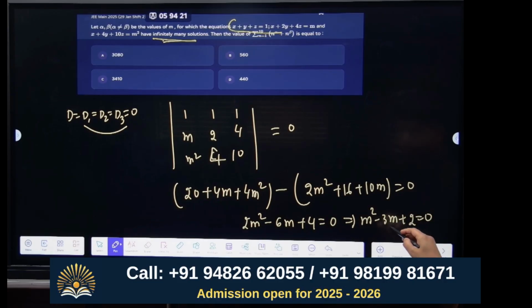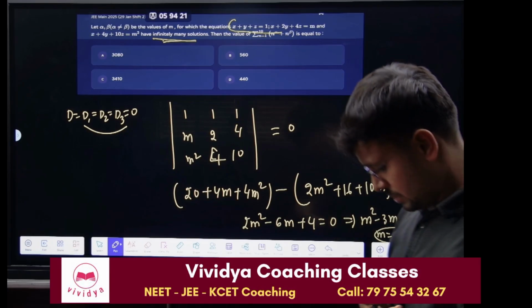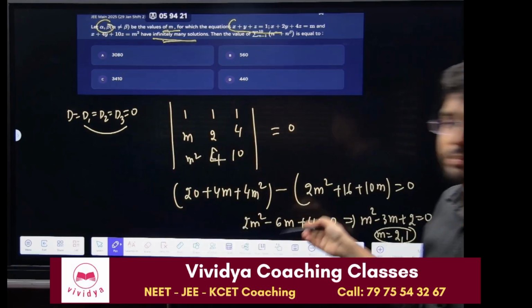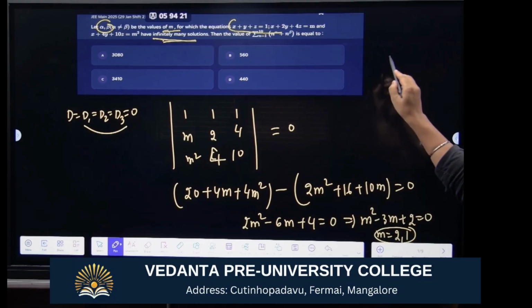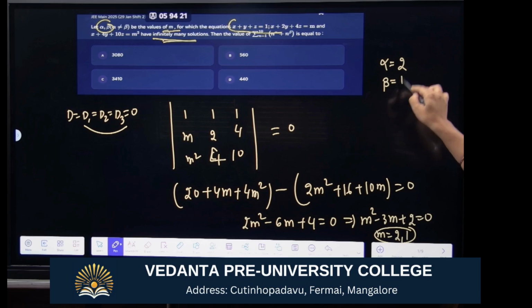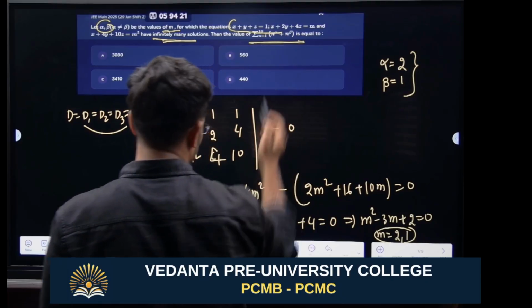And once you solve, you will get the values of m equal to 2 and 1. So it is given that alpha and beta are these values of m for which the system has infinitely many solutions. So we can assume alpha is any one of the values, let's say 2, so beta is going to be 1. So alpha is 2, beta is 1. Now based on this, we have to substitute and solve this expression.